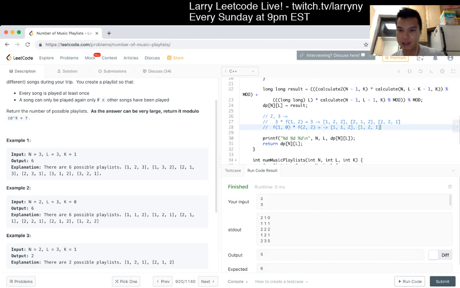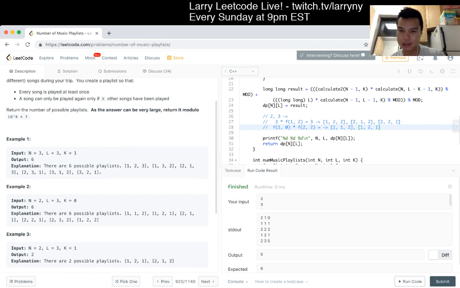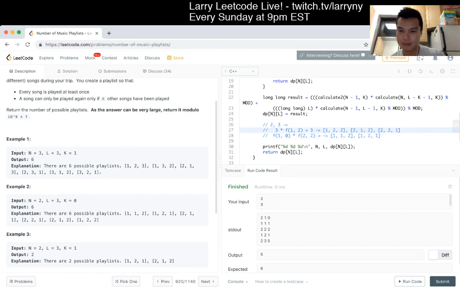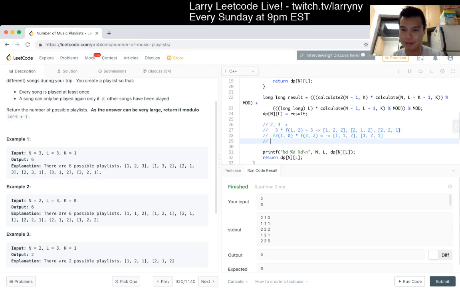So I'm missing the case where, what is the case I'm missing? Well, one of the twos, but 2, 1, 2? No, 2, 1, 2 is here. 2, 1. Two, 1, 1. So I'm not modeling 2, 1, 1 correctly. Oh, because I always assume that we play the first song in the beginning. That's okay.